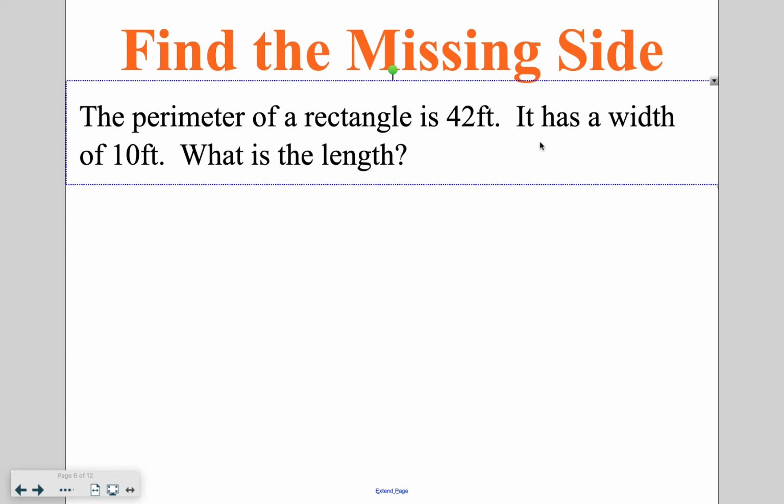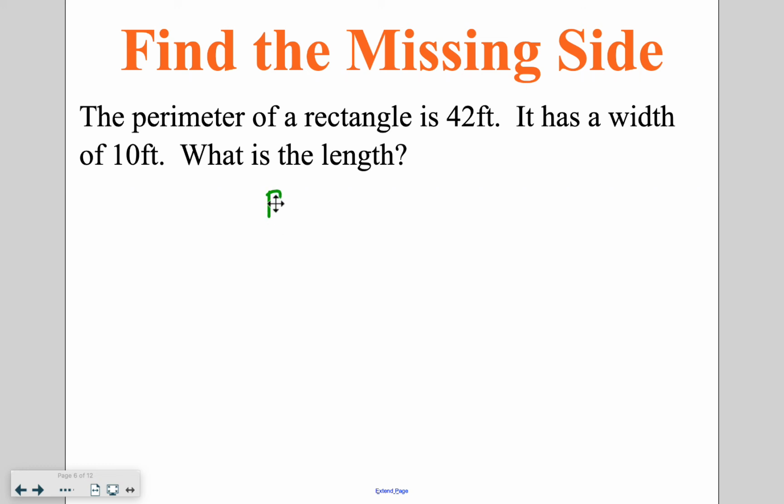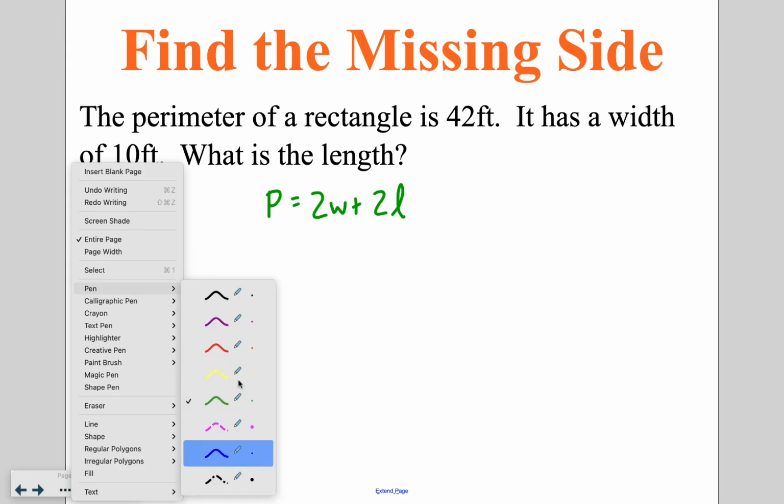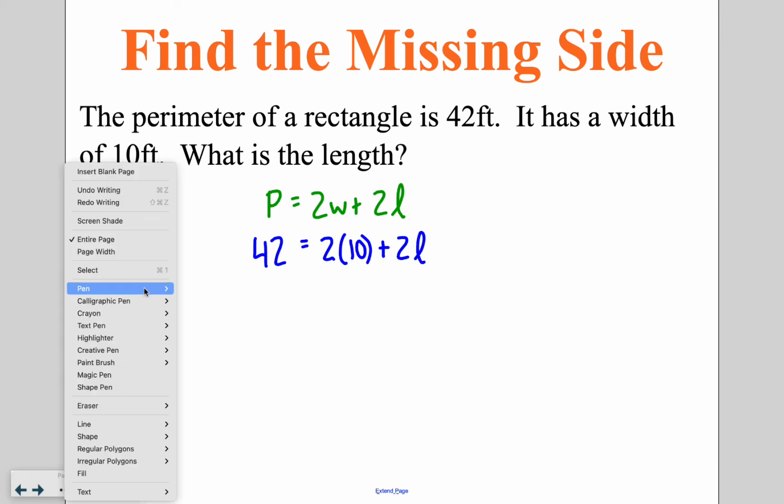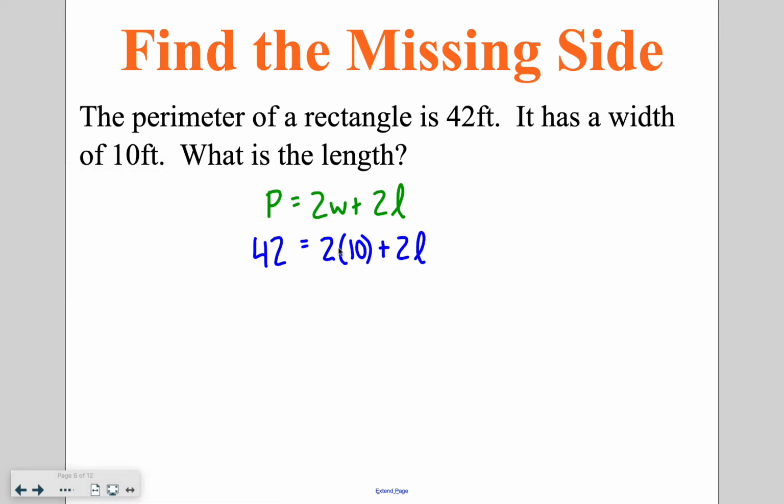What is its length? So I can plug in, remember my formula is P is equal to 2 times the width plus 2 times the length. So I can plug into my formula the values for the perimeter, which was 42, is equal to 2 times 10, which was the value of the width, plus 2 times the length, which is what we don't know. So that's going to stay as a variable. I can solve this multiplication. So I've got 42 is equal to 20 plus 2 times L.